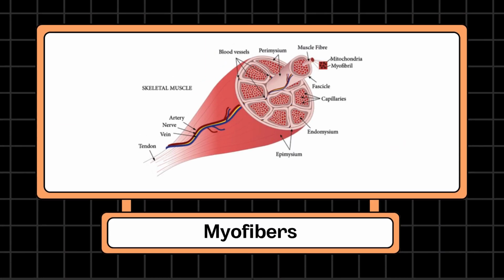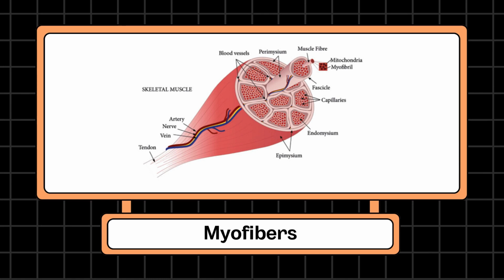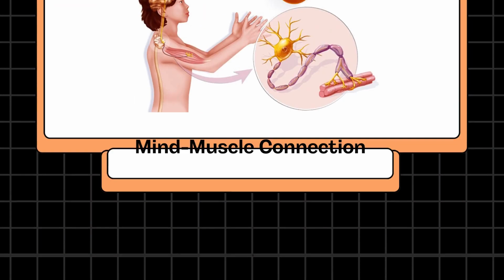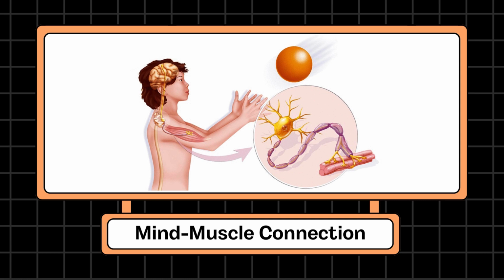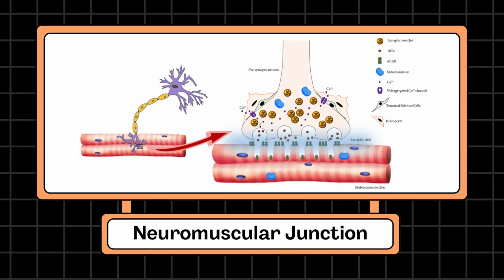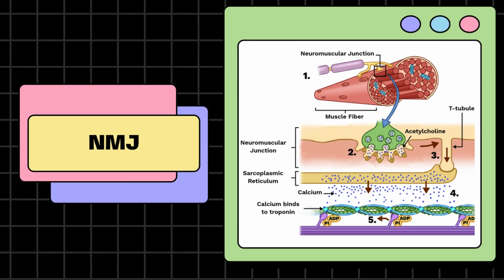So myofibers actually receive blood flow from surrounding capillaries and are commanded to contract and relax by what's known as the neuromuscular junction. The connection between our brains and muscles is an important consideration. The neuromuscular junction, or the NMJ, refers to the area between a motor neuron and the skeletal muscle fibers. Acting as a bridge, electrical signals from the nervous system are translated into muscle contractions.